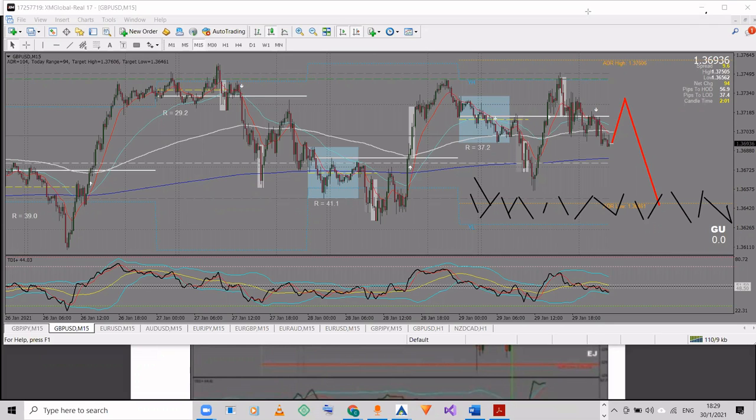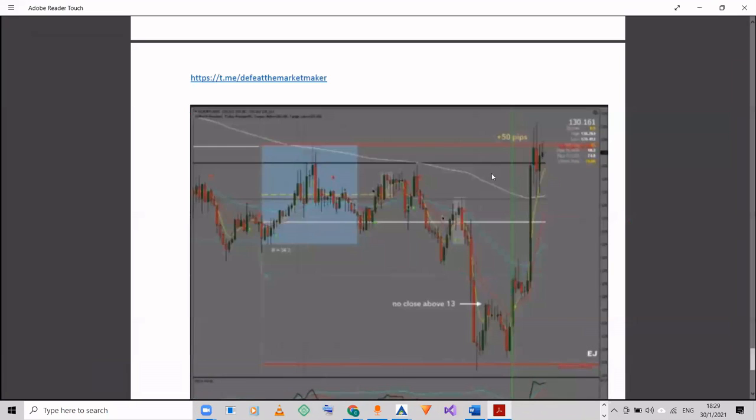So let me get back to what I was giving you the lesson on. Okay, so this is an advanced W. How do you know that? The price does not close above or below and come back through the 13 EMA, forming an apex.